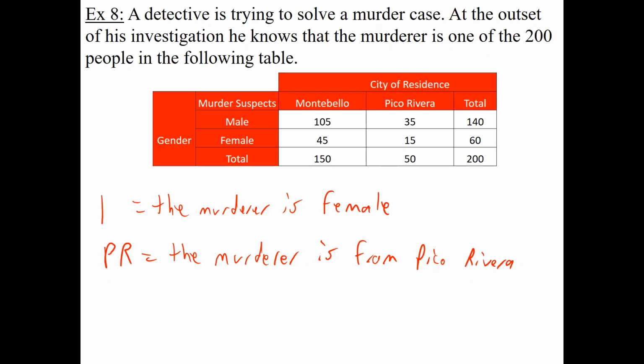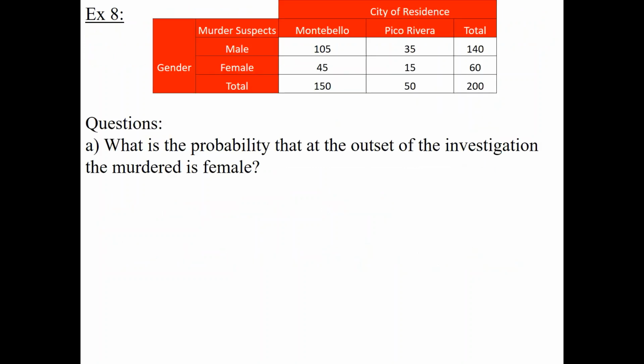Okay, that's better. All right, so for the rest of this problem, F is going to stand for the event that the murderer is female, and PR is going to stand for the event that the murderer is from Pico Rivera. Okay, so let's go ahead and answer the questions. Part A, what is the probability that at the outset of the investigation, the murderer is female? Okay, so I'm going to write down the notation for the question first.